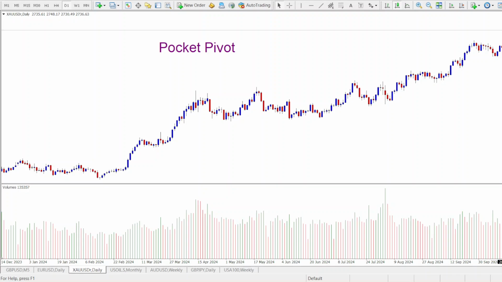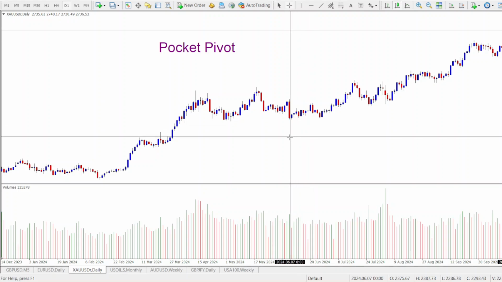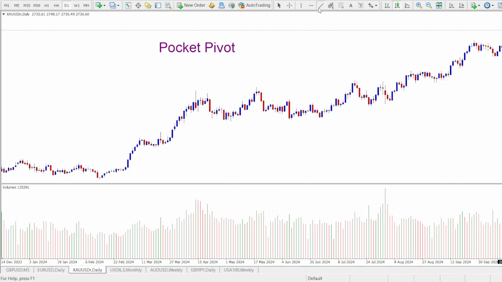Second, don't ignore the overall trend. Okay, in this example, we can see that we have a bullish trend. All right. So even if we are going to be looking for a pocket pivot, make sure that your trades are in the bullish direction. All right. Try as much as possible to maintain trading in the direction of the trend. It is important.